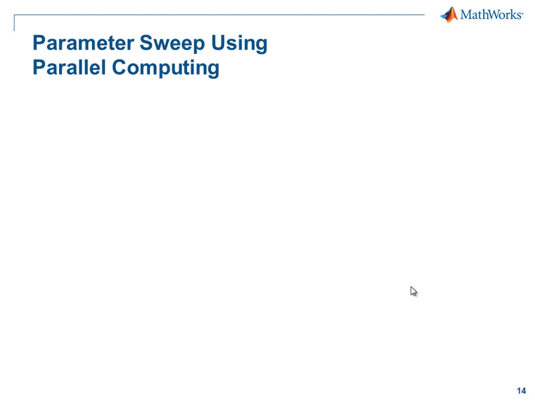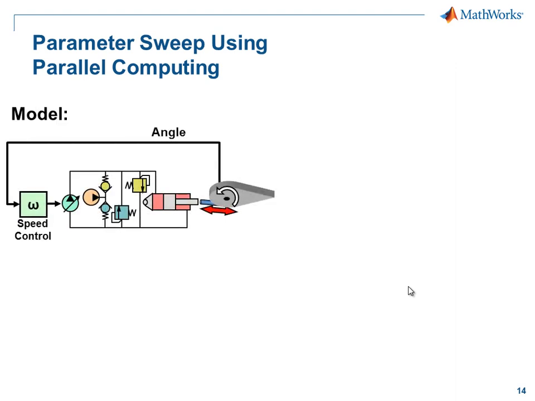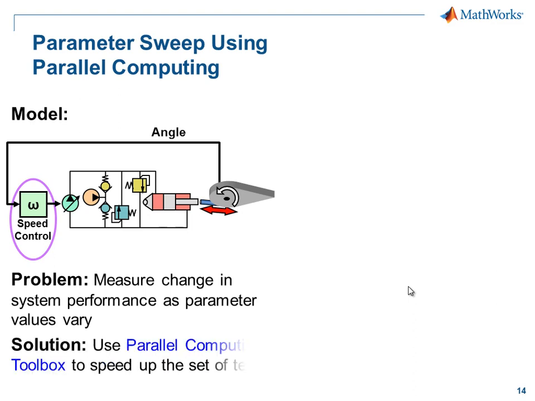In this demonstration, we're going to see how we can accelerate a parameter sweep using parallel computing. We have a model of an aileron actuation system which contains a controller. We would like to see how the behavior of the system changes when a parameter in the control system is varied. We're going to accelerate the parameter sweep used to test this behavior using Parallel Computing Toolbox.